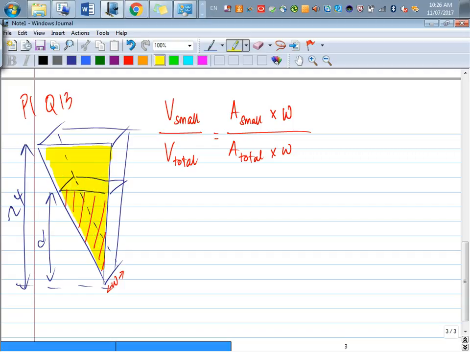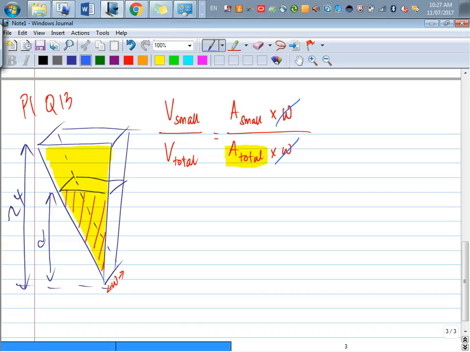This part times the width. Hang on first. Can I understand what I'm trying to do first or not? So understand? Now, we are comparing the small volume over total volume. We see that it is equal to small area times width divided by total area times width. So since width is the same thing, we can cancel it out.